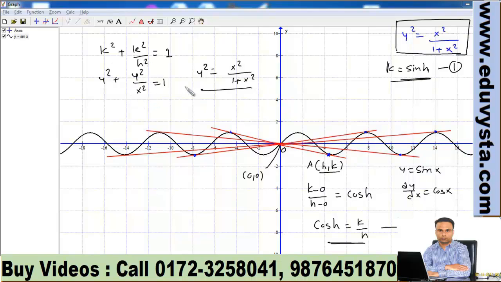This is the common strategy of locus. जिस पॉइंट का locus निकालना है हम उसको h comma k assume करते हैं. We use the condition of the question. What are the conditions of the question? This point lies on this curve and the line from origin is tangent. OA is tangent. वहां से एक दूसरा रिलेशन आ गया. And from these two we eliminated sin h and cos h. तो हमें h और k में रिलेशन मिला. Then we replace k by y and h by x. So it gives us the required locus.